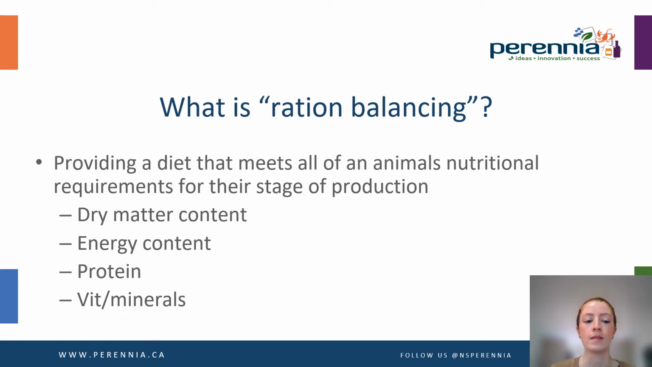So ration balancing is making sure that we're providing a diet that's going to meet all of an animal's nutritional requirements for the stage of production that we're feeding for. So we're taking all of those things into account, like dry matter content, energy content, protein, and the vitamins and minerals.